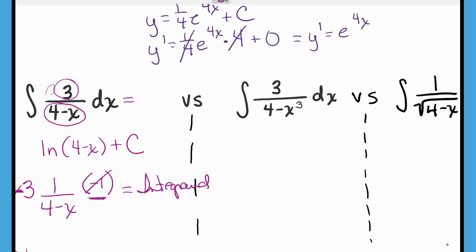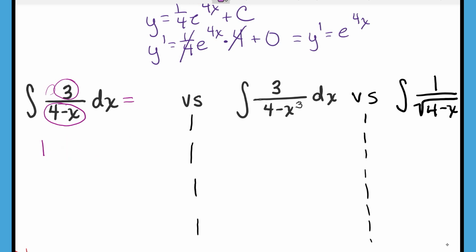Okay, so I'm going to go through my thinking one more time with you because that was kind of quick. Sorry about that. So here's how I think about this. I say the 3 has nothing to do with the derivative of 4 minus x at all. So I'm just going to write it down. It must be in the original problem hanging out.